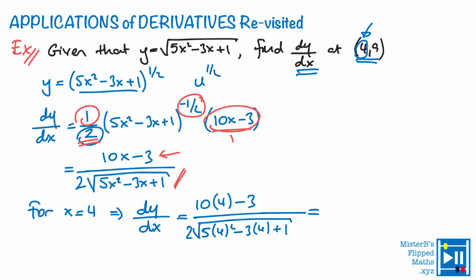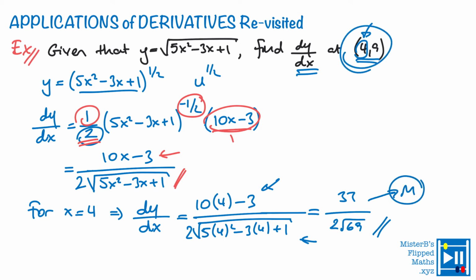I can use a calculator, but my suggestion is calculate the top and the bottom separately. So that's going to be 40 minus 3, 37 here. And then if you use your calculator for the denominator, you're going to get 2 in square root 69. So that's the answer. So if need be, in the following questions, you'll see that we are going to calculate the gradient like that. This is actually the gradient at this point for this given function.